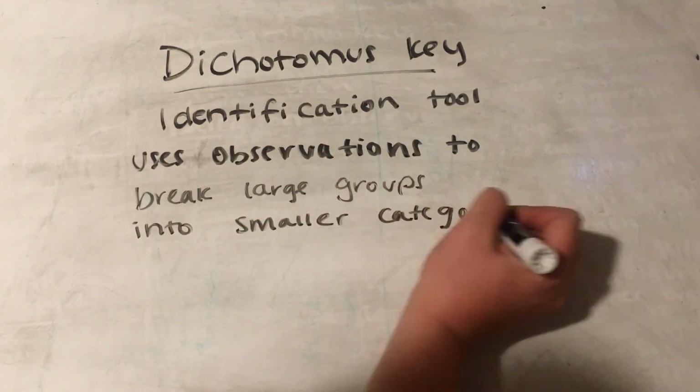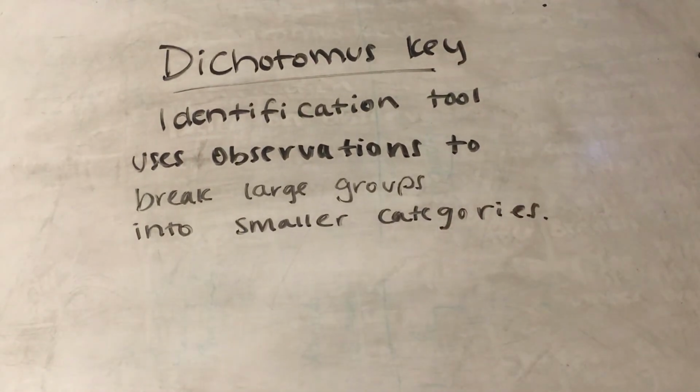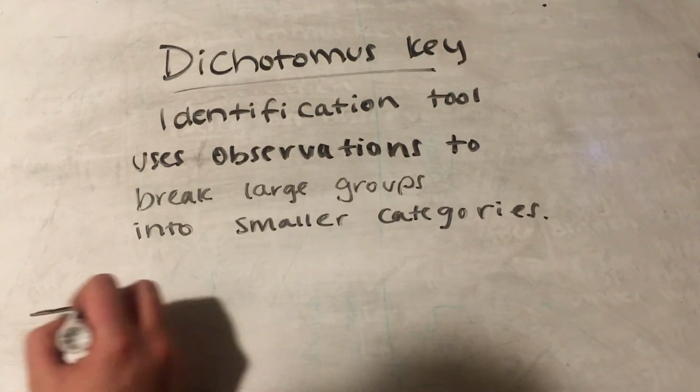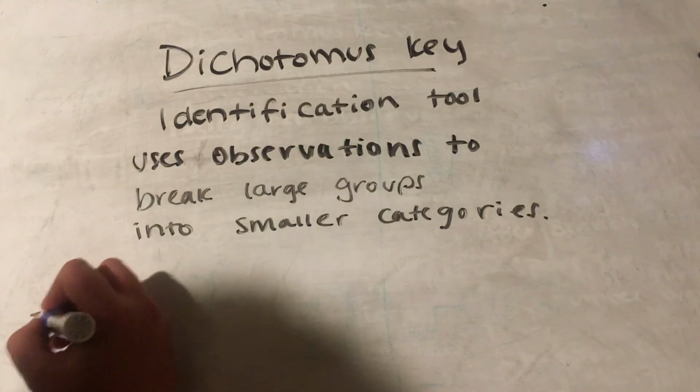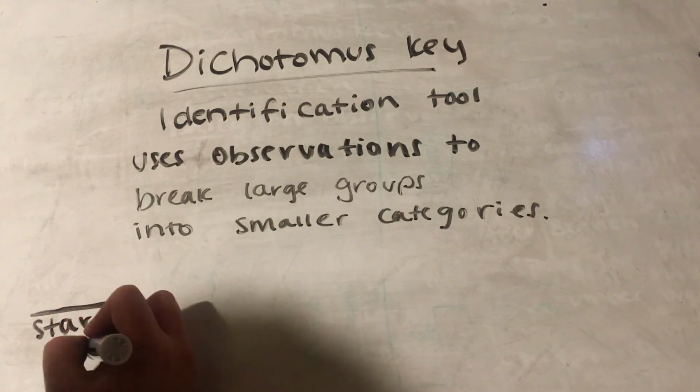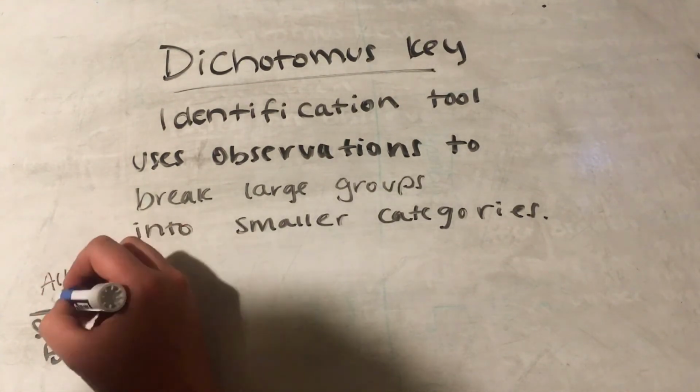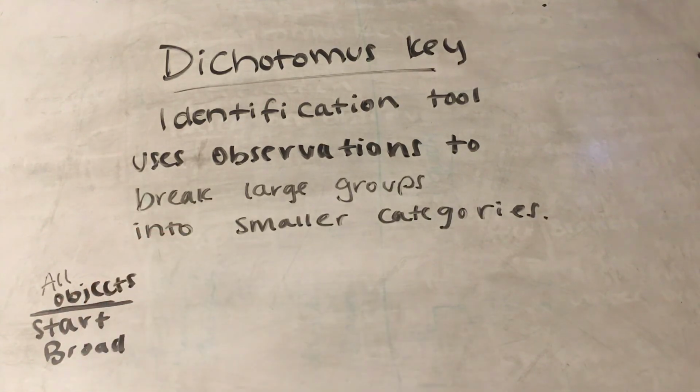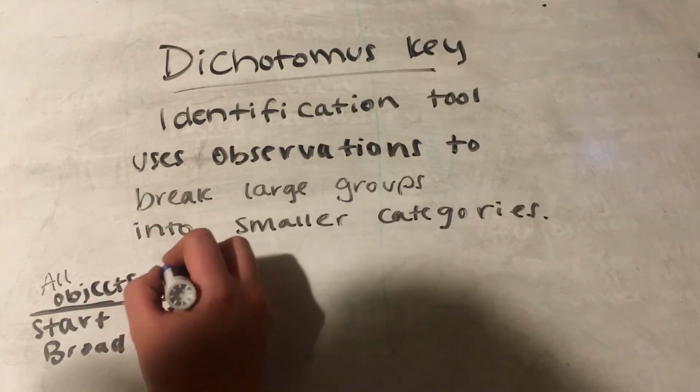Let's first start by learning the parts of a dichotomous key. A dichotomous key begins on the left-hand side with our most broad observations. These are going to be our largest category of all of our organisms altogether. In our case, this will be all 6 of our mushrooms. We'll begin on this side.